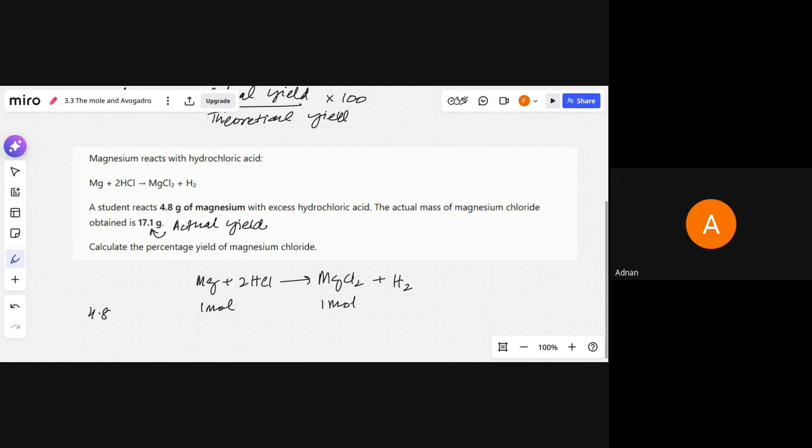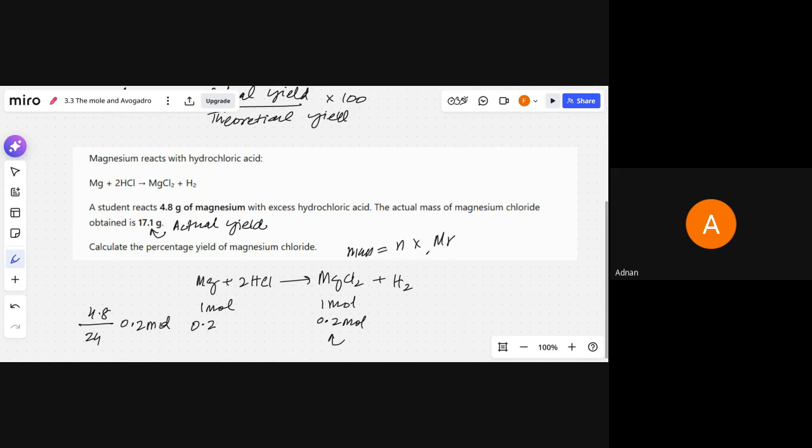The atomic mass of magnesium is 24. So 4.8 divided by 24, I get 0.2 mole, right? So if magnesium is 0.2, magnesium chloride will also be 0.2 mole, because the mole ratio is 1:1 between magnesium and magnesium chloride. Now I need to convert it into mass of magnesium chloride. The formula I'll be using is mass equals number of moles times the molar mass, right?